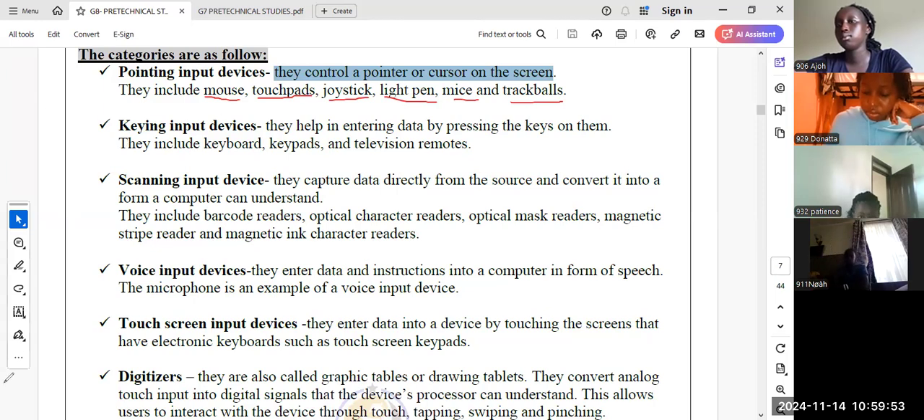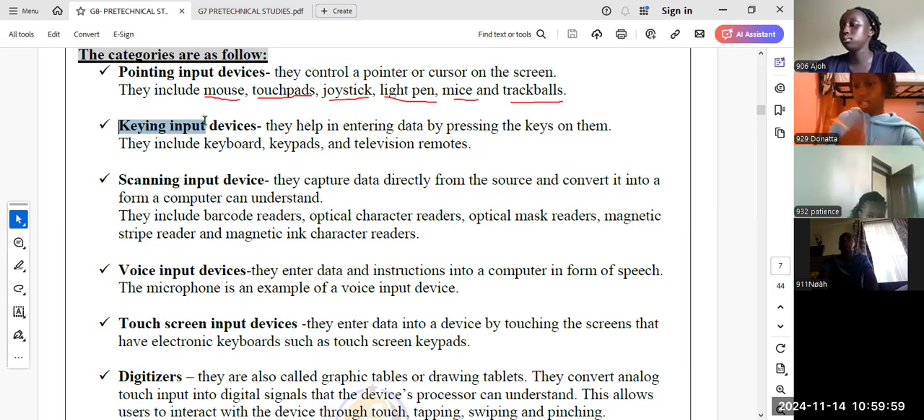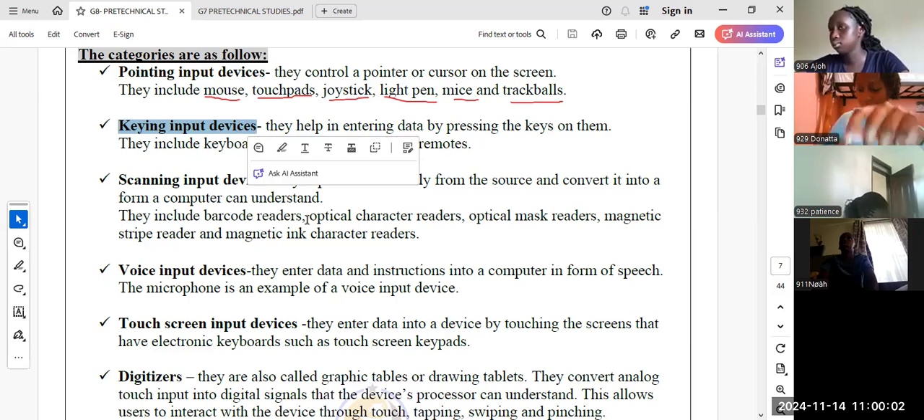Then number two, of course, we have what we call keying, from the word key. So keying input devices, boys and girls, they help us.